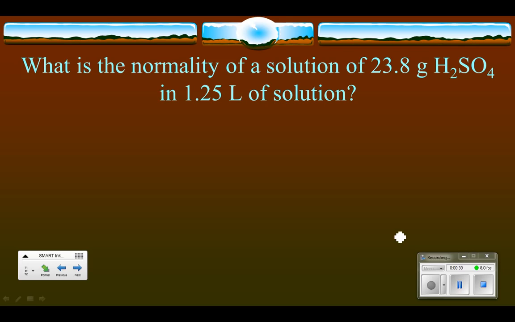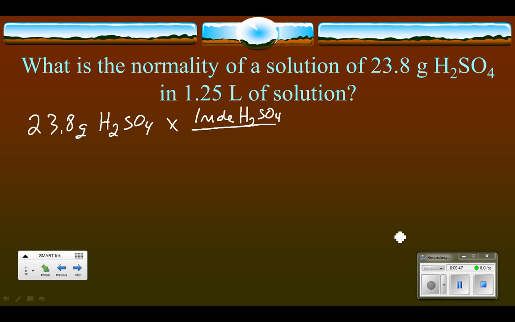So we're going to change the grams to moles to find the molarity. So 23.8 grams of sulfuric acid. If I'm changing grams to moles, then that's 1 mole of sulfuric acid. And I previously added up the molar mass of sulfuric acid, 2 hydrogens, a sulfur, and 4 oxygens. That is 98.1 grams of sulfuric acid. So the grams of sulfuric acid cancel out, and that gives us 0.243 moles of sulfuric acid.